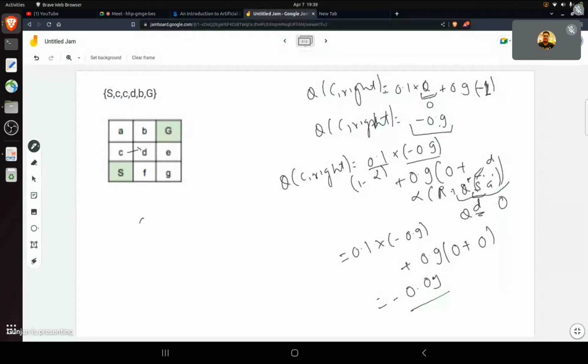Before simulated annealing, the exploitation versus exploration part, where with probability epsilon you take a random action, and with one minus epsilon you do the greedy step, right?